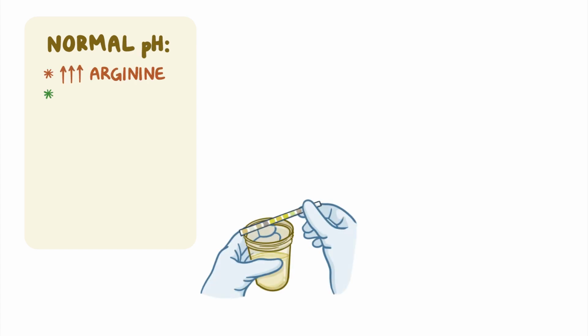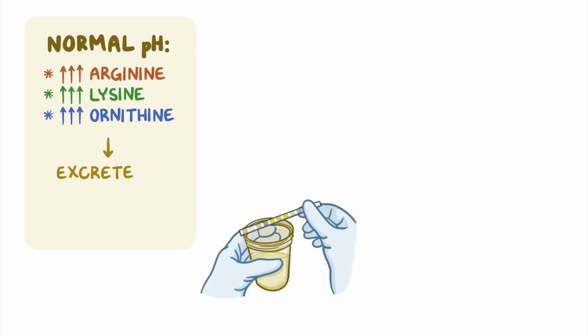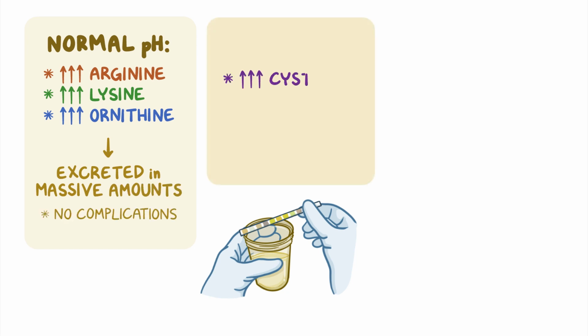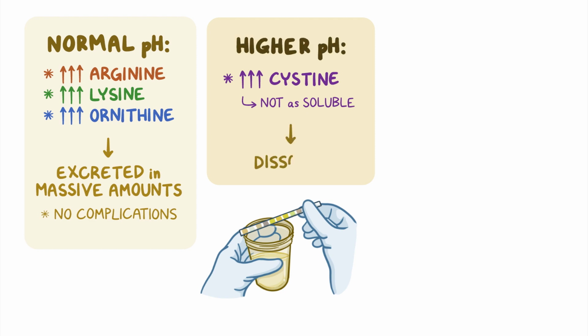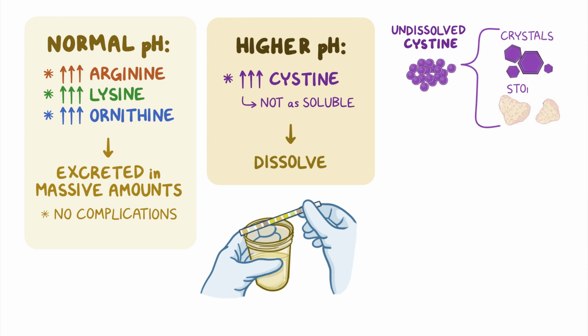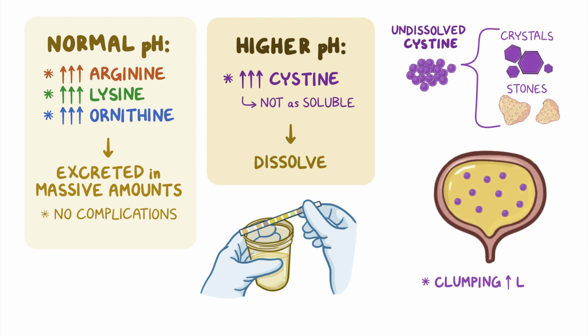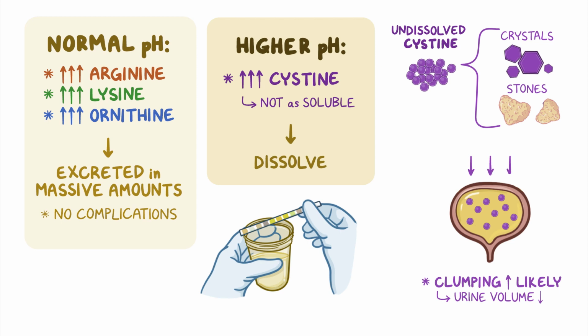With a normal pH of urine, high levels of arginine, lysine, and ornithine can be excreted in massive amounts without additional complications. But high levels of cystine are not as soluble and need urine with a higher pH to completely dissolve. Undissolved cystine clumps together to form crystals and stones. And clumping is more likely when urine volume is low as cystine becomes more concentrated.